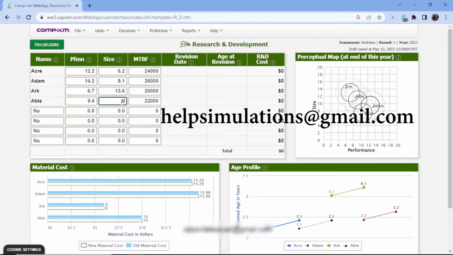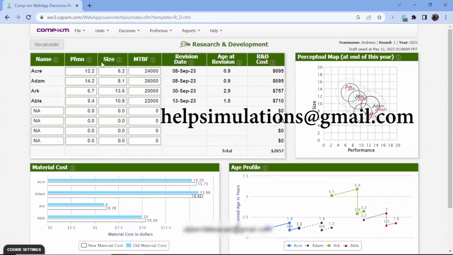And please don't copy my research and development values, because they might not be the same as yours. I'm just giving you a direction on how you can do it. So I'll recalculate. And if you look at it, most of my products are coming out in September.